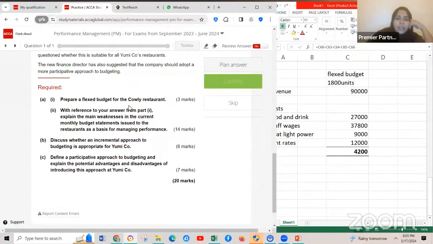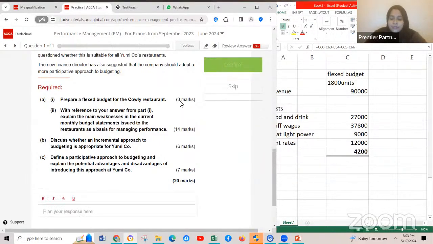With reference to your answer from part 1, explain the main weakness in the current monthly budget statement issued to the restaurant as a basis for managing performance. This is where I tell you theory questions can come. So I'm going to just read through the answers.